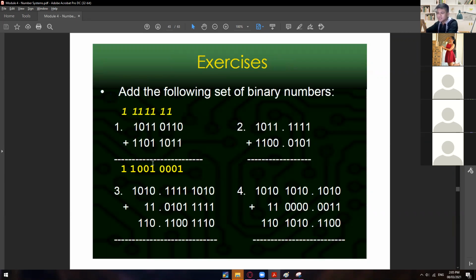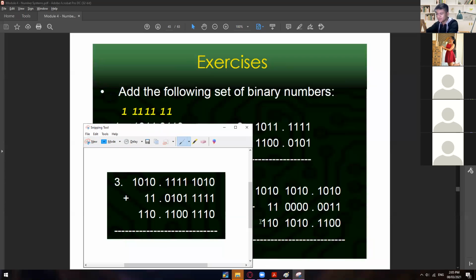Okay. So let's just answer 1 and 4. I mean, okay, 1 is already answered, so I will not answer this one anymore. Let's just answer 3 and 4. Those two are quite more interesting.